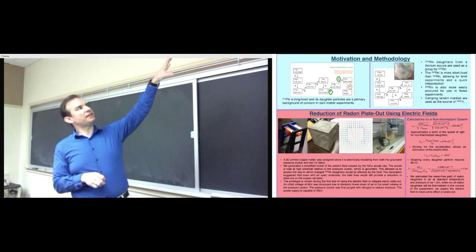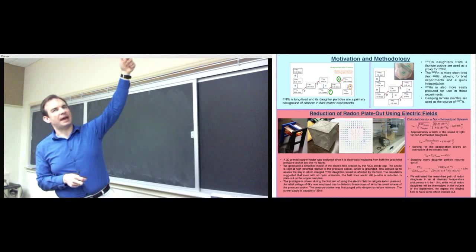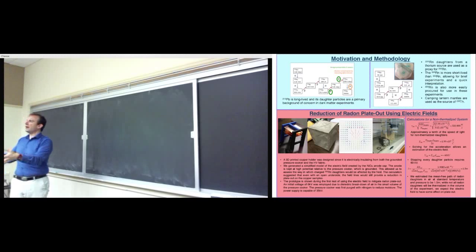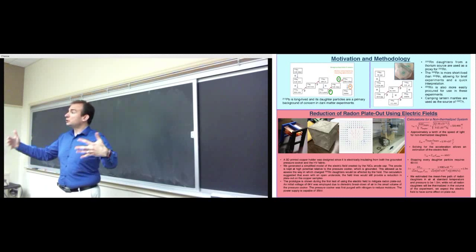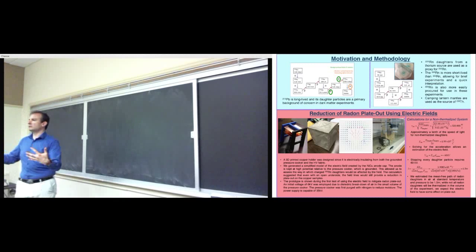So one of the things that people have recognized for a long time is that when uranium and thorium give you radon and the radon decays, the daughters of the radon are all electrically charged. And in fact, 85% of them are positively charged. So you could imagine building a shield using an electric field. The question was, how big an electric field, and is it practical?